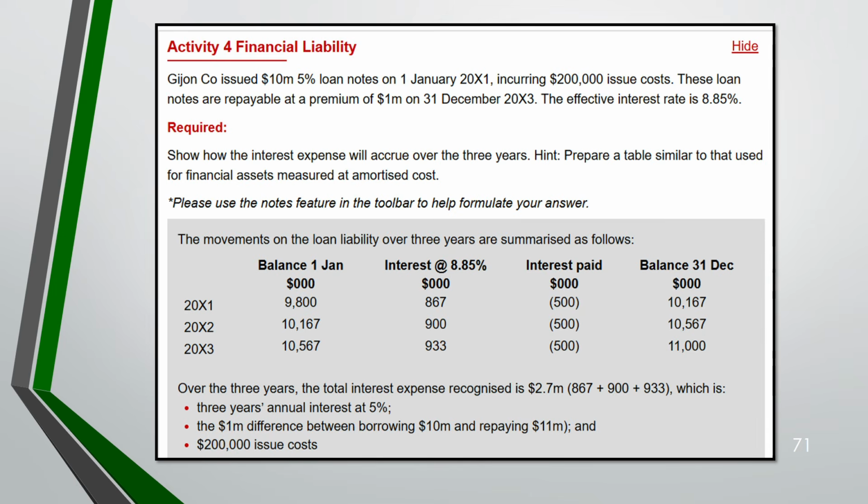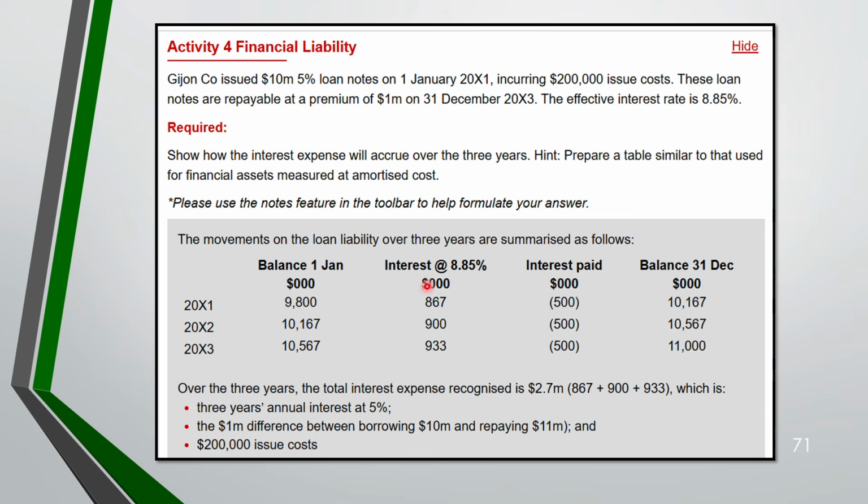Now, activity 4. You will see there is a common thing with financial asset. If you have understood financial asset, this is nothing for you, just a piece of cake. So you are issuing 10 million, 5% loan notes, 200,000 is the issue cost. They are repayable at a premium of 1 million, effective rate is 8.85%. You have to show the interest expense over 3 years. Okay, so you start with the first object. You see, 10 million is a loan, but you have to deduct the issue cost from here because you are going by the amortized cost. So 10 million minus 200,000 is 9.8 million.